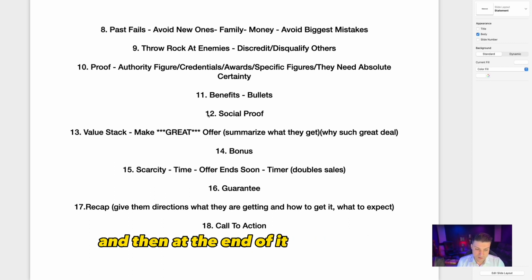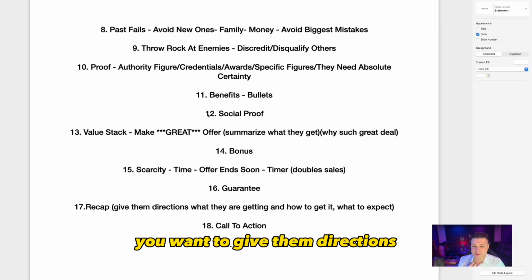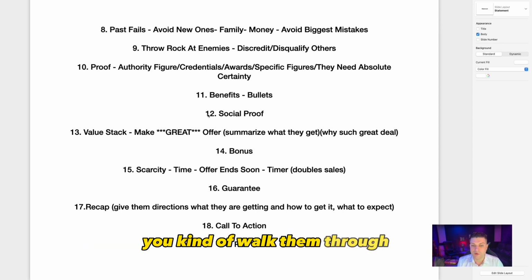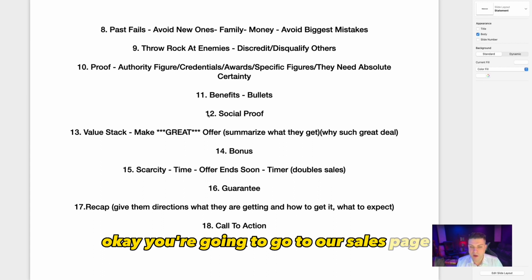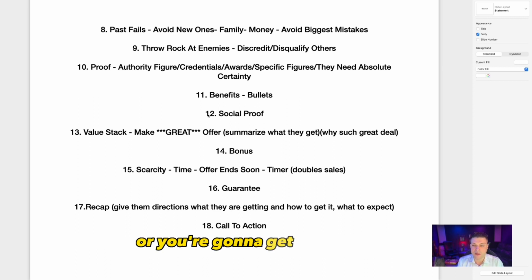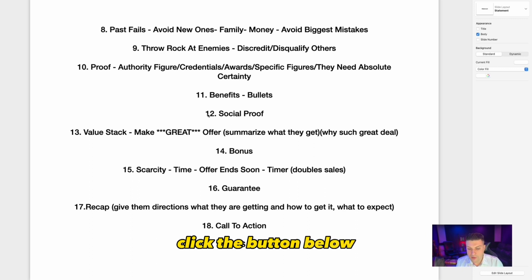And then at the end of it, you want to recap. You want to give them directions of what they're going to get and how to get it, so they know what to expect. You walk them through it: okay, you're going to go to our sales page and get a PDF download from us, or you're going to get it in the mail in 3 to 4 days. Click the button below. That's your number 18, the call to action.